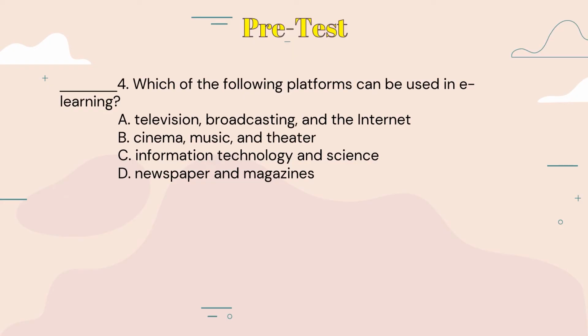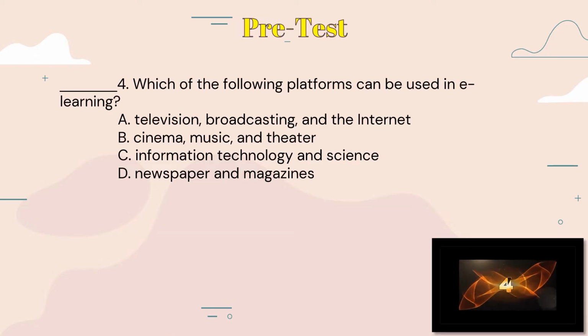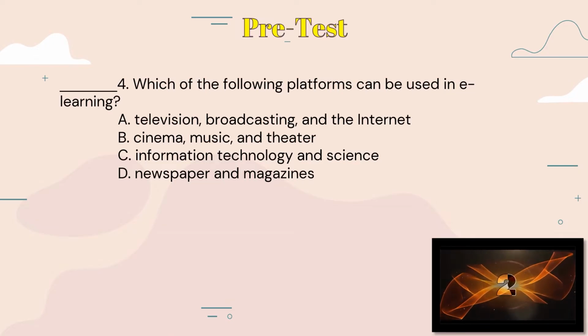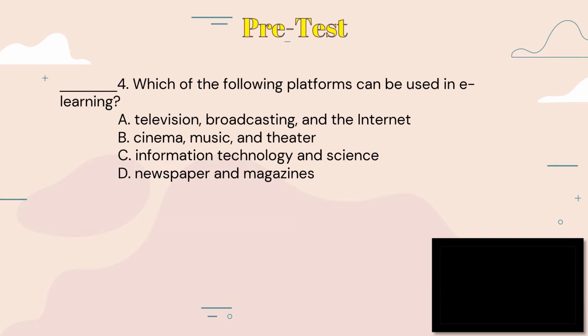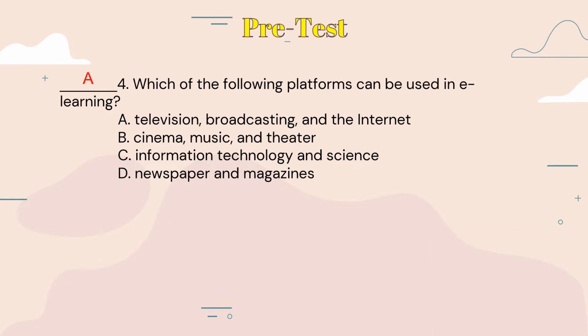Okay, for question number 4, which of the following platforms can be used in e-learning? A, television, broadcasting, and the internet. B, cinema, music, and theater. Or C, information technology and science. D, newspaper and magazines. Okay, the answer is letter A, television, broadcasting, and internet.